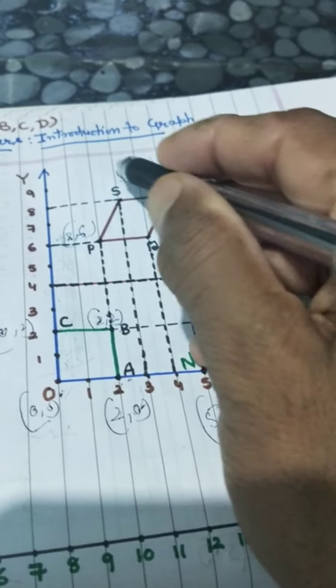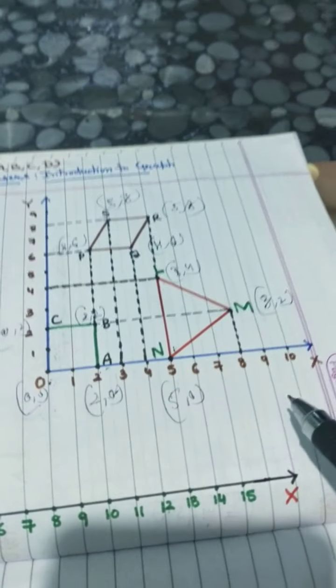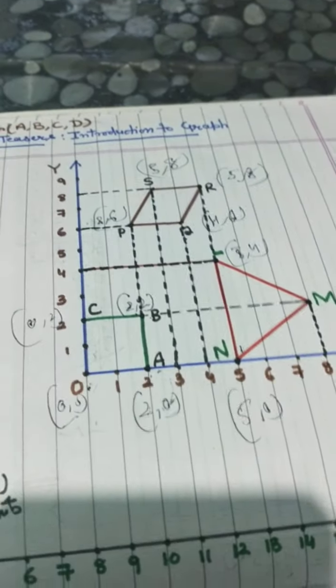So in this way you can write the coordinates of all the points. So you can do the sums.